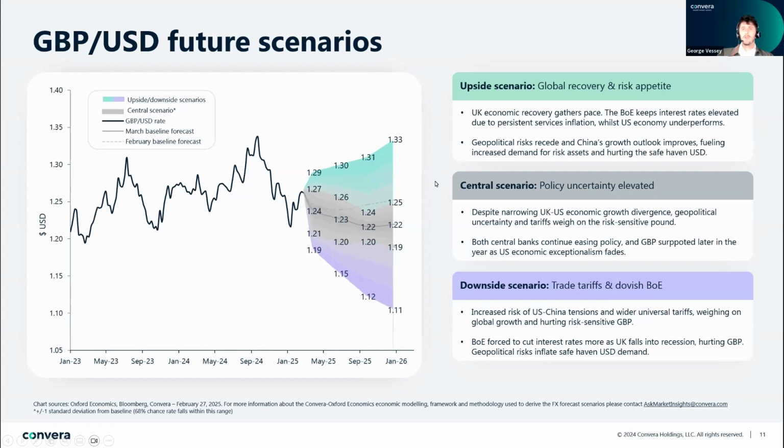Versus the US dollar, sterling has been revised lower as well, our central scenario there, which includes one standard deviation above and below the baseline forecast. That's dependent on growth and rate differentials, really. We think the 1.27, potentially 1.28 could be the top end of the range if the UK shifts to a tighter fiscal, looser monetary policy setting.